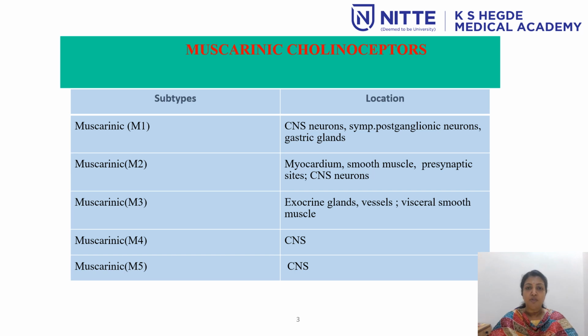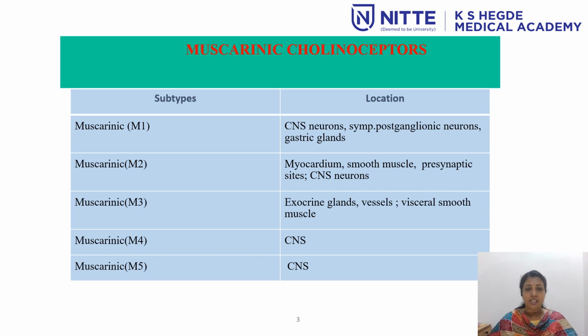You need to know the location of each receptor. So muscarinic receptor M1 is present on the CNS neurons, sympathetic postganglionic neurons, and gastric cells. They are usually excitatory in nature. M1 is excitatory. M2 is present on the myocardium, on the heart, smooth muscles, presynaptic sites, and CNS neurons. On the presynaptic sites, they are usually autoreceptors, and stimulation of these receptors produces inhibition of acetylcholine release. So M2 receptor is usually inhibitory in nature.